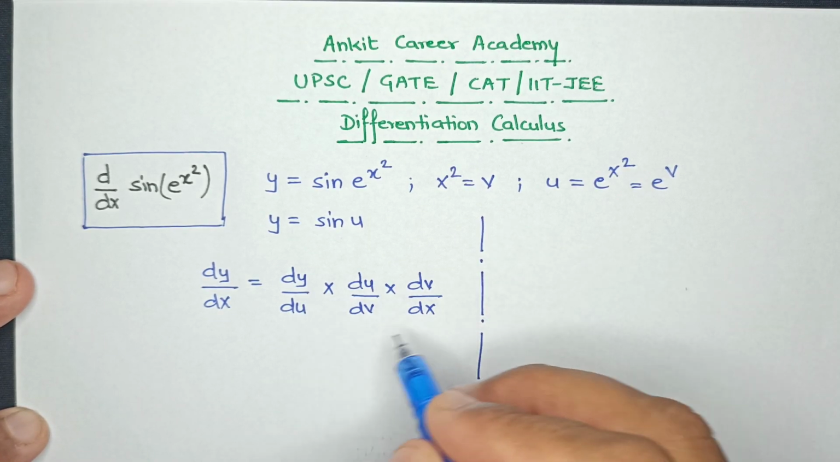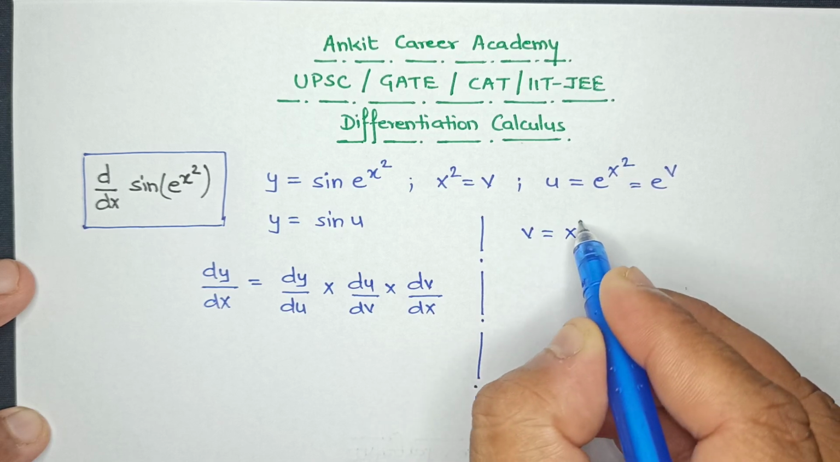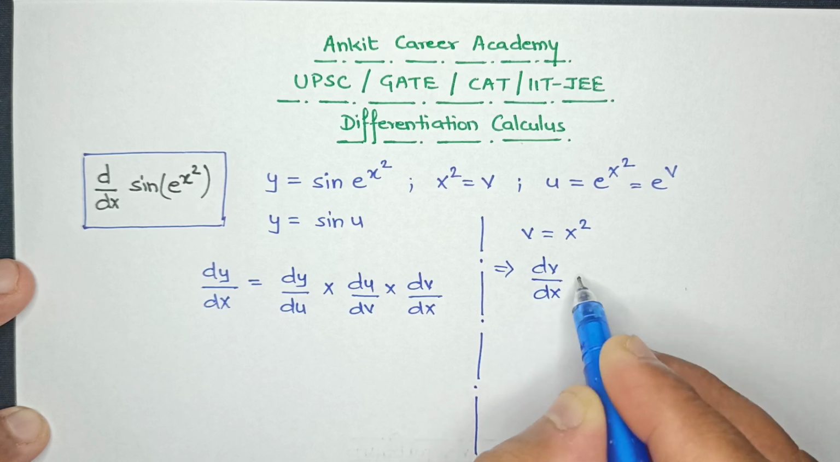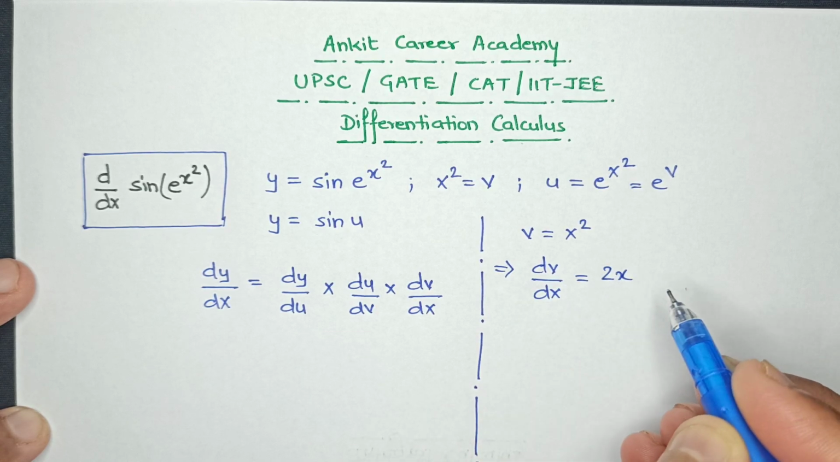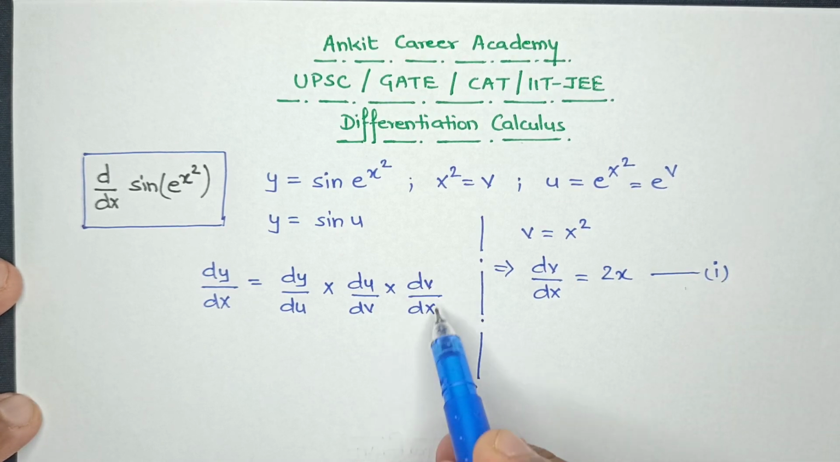So the first thing that we calculate is dv by dx. So the value of v is given as x square. Eventually the value of dv by dx comes out to be 2x. Let us say this is equation number 1. So we have calculated this part of the solution.